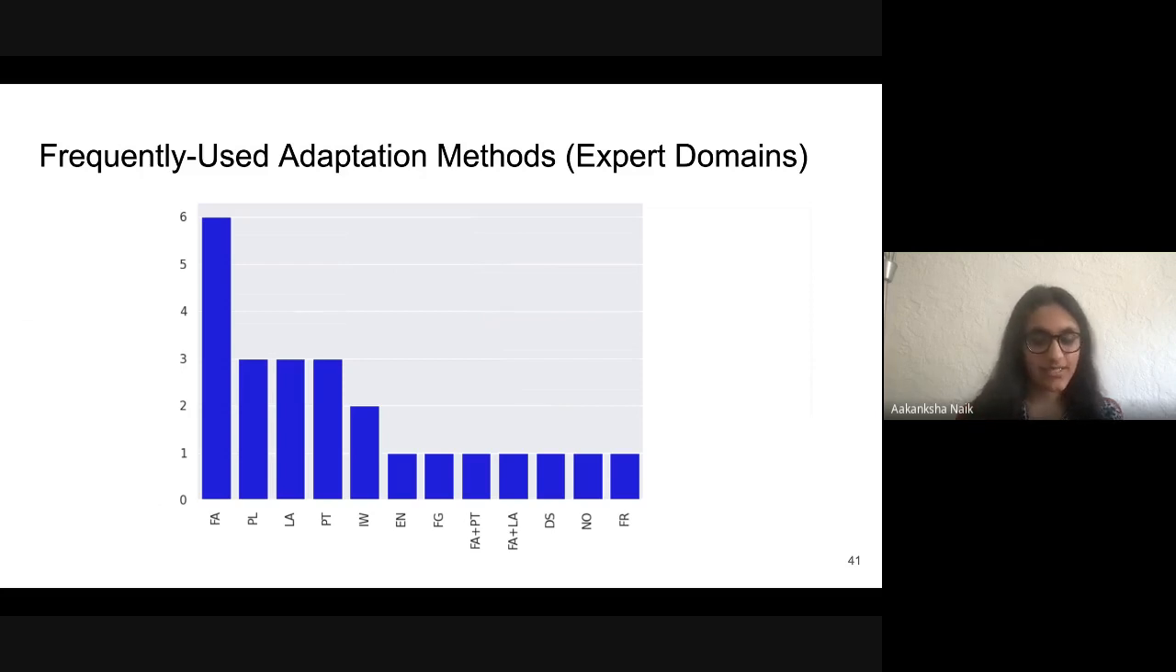And this kind of makes sense because parameter initialization typically requires you to have a lot of, or at least some available related source data sets, and that's often not the case when you're looking at expert domains. So for our systematic study, we decided to look at these top five categories of methods, but because we're looking at an unsupervised setting, we can't use feature augmentation techniques because they require some label data from the target to train the additional weights for pivot features.